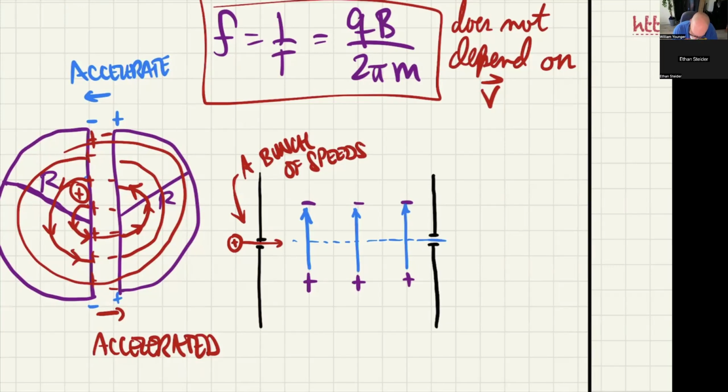So now what I'm going to do is I'm going to say we also have a magnetic field that's uniform this way.